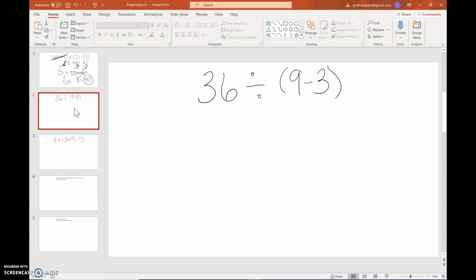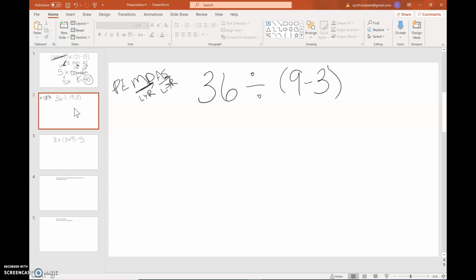Okay, so let's look at the next one. 36 divided by 9 minus 3. I'm going to go ahead and write PEMDAS to remind myself the order. And that's parentheses, exponents, multiplication and division in order from left to right, and addition and subtraction in order from left to right.